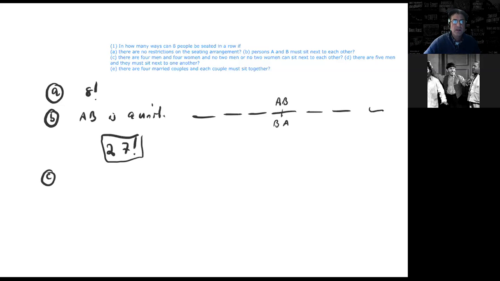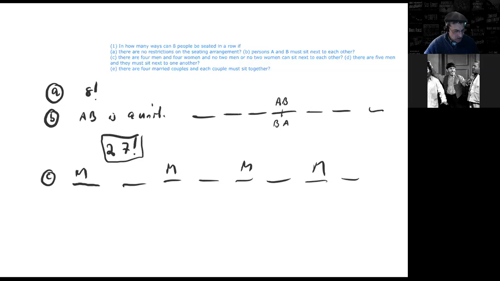C. There are 4 men and 4 women, and no 2 men or no 2 women can sit next to each other. Okay, so in that case, we have to consider 2 cases. Think of the 8 seats: 1, 2, 3, 4, 5, 6, 7, 8. Suppose we put a man in the first seat. Then if no 2 men can sit next to each other, the next place you can only put a woman. You can only put men in an alternating way.